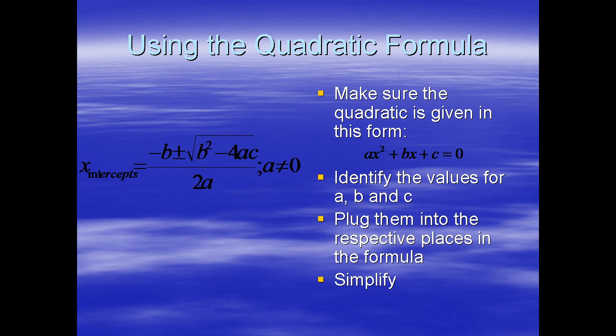So using the quadratic formula, you're going to make sure the quadratic is given in the form ax squared plus bx plus c equals 0. Identify the a, b, c components, plug them into that formula, and you'll simplify. So basically plug and play. And let's take a look at an example of using this formula.